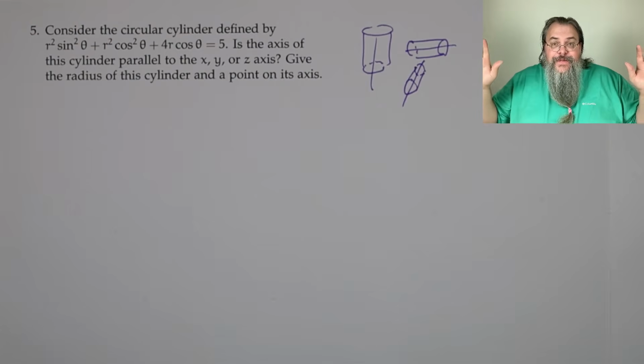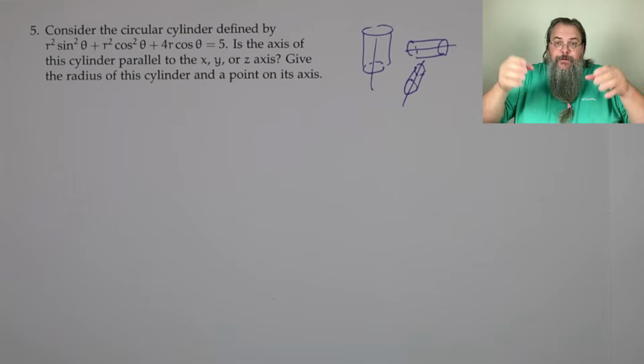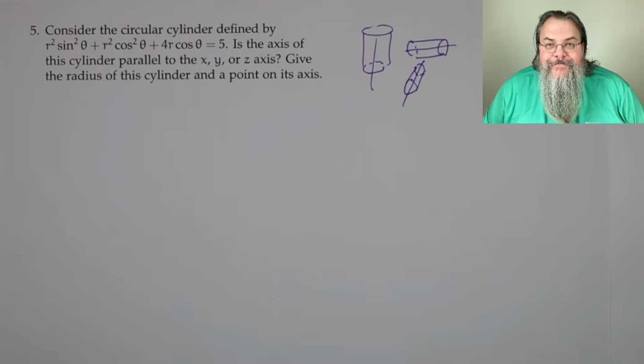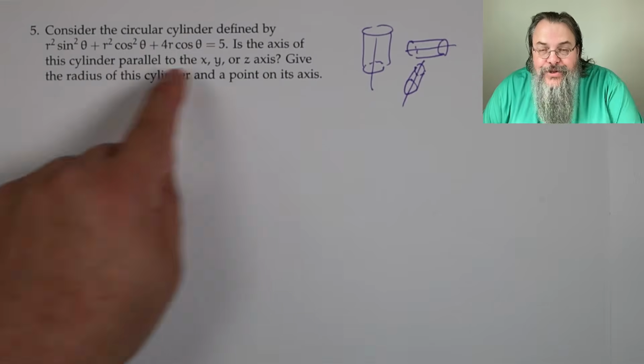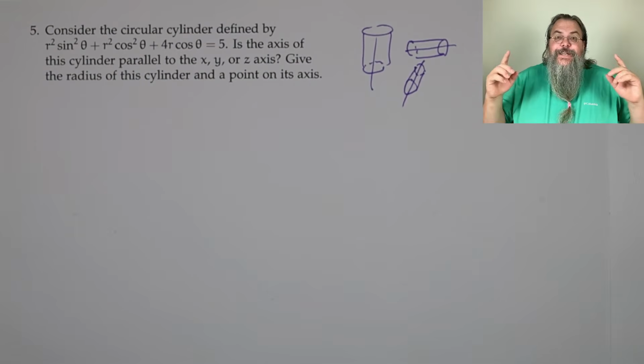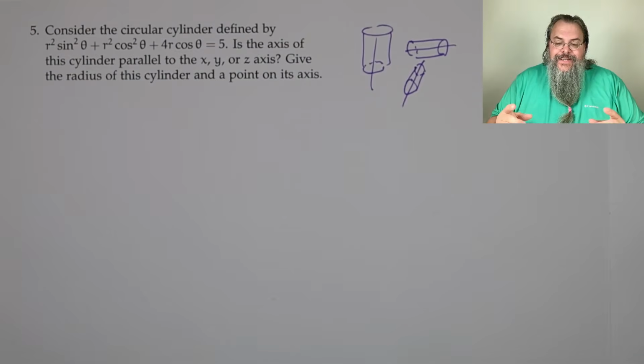What is missing from our formula if we put on our cylindrical coordinate colored glasses? What don't you see here? You don't see any z.